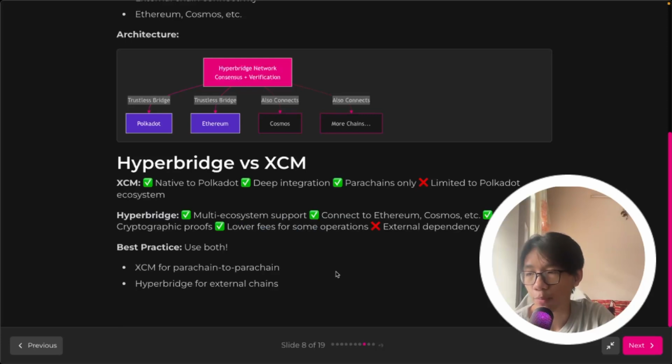So the best practice would be to use both to enable the best cross-chain features for your smart contract: XCM for parachain to parachain, Hyperbridge for the external chains.